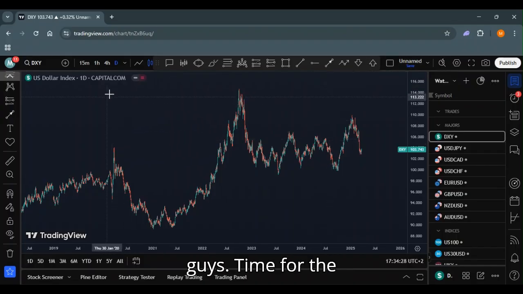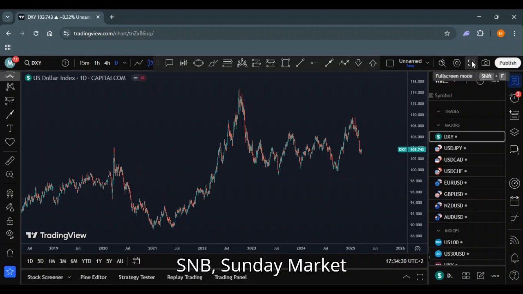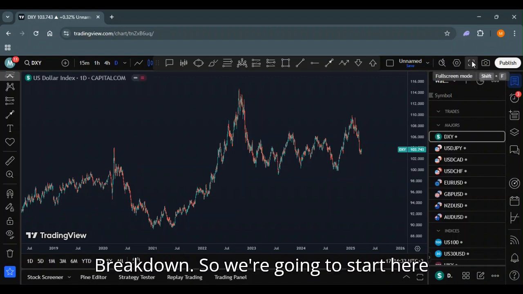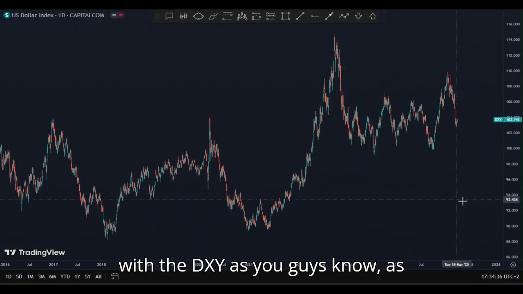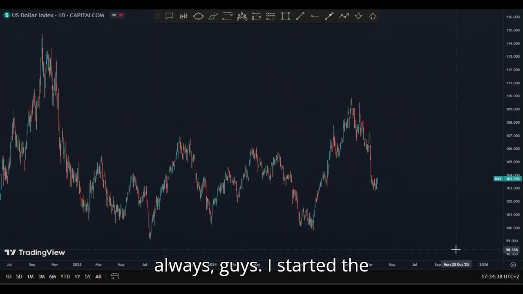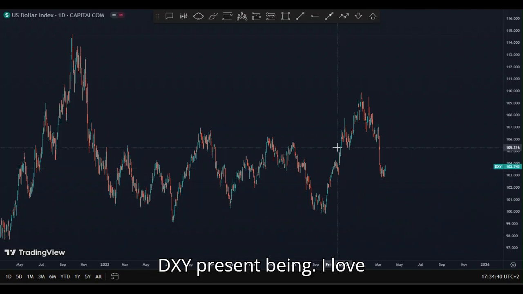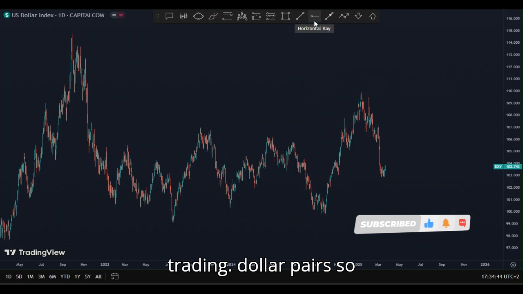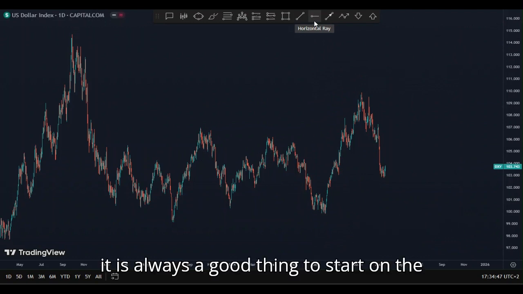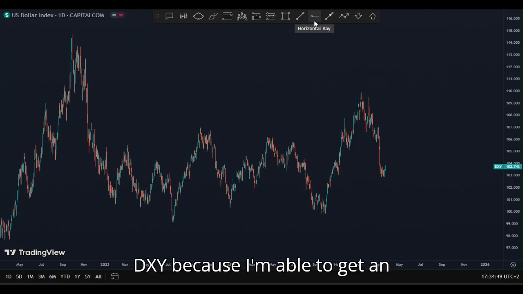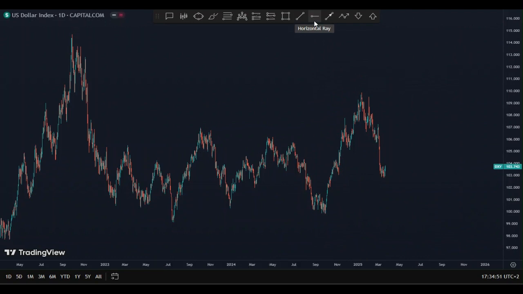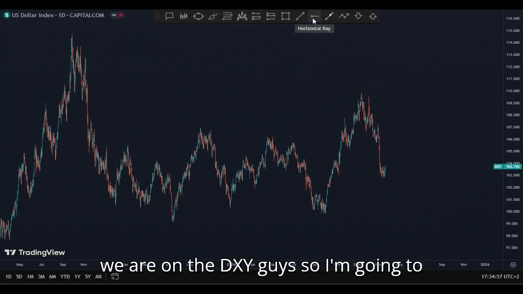It is a Sunday, guys. Time for the SMB, Sunday Market Breakdown. So we're gonna start here with the DXY, as you guys know, as always. I start with the DXY, reason being I love trading dollar pairs, so it is always a good thing to start on the DXY because I'm able to get an overall direction of the dollar pairs, right? So here we are on the DXY, guys.